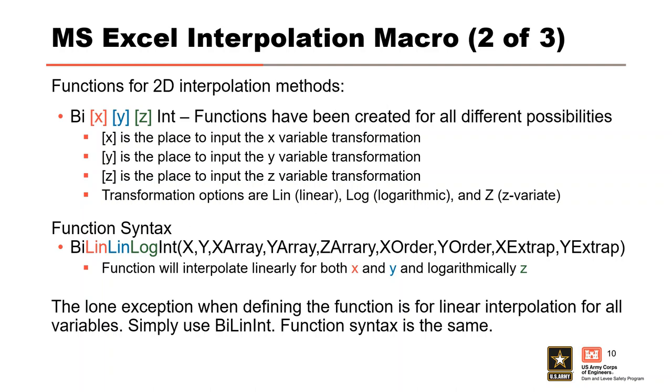The syntax for these functions is similar to what we discussed for the 1D functions, but with some more inputs. The first two inputs are the x and y values of interest, which are then followed by the x array, the y array, and the z array of the data from which we want to interpolate. Next, we have the optional inputs for the order, ascending or descending, of the x data and the y data, and then whether or not we want to extrapolate for x's and y's that fall outside of our data ranges.